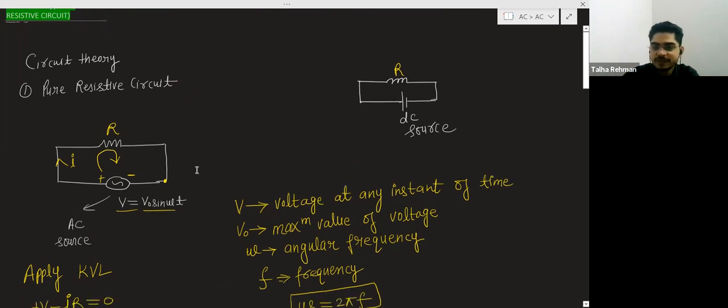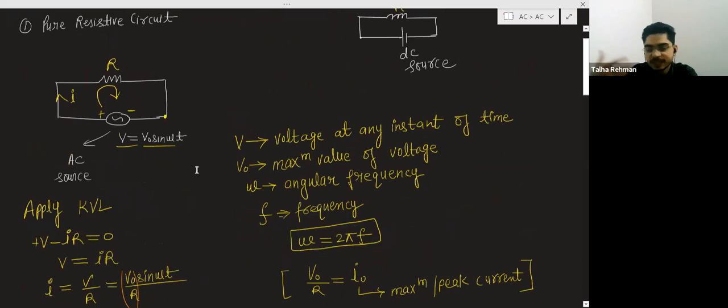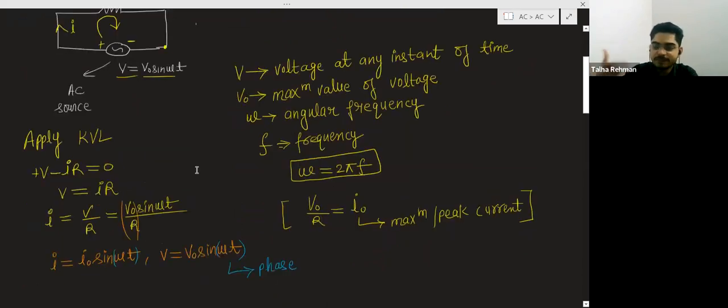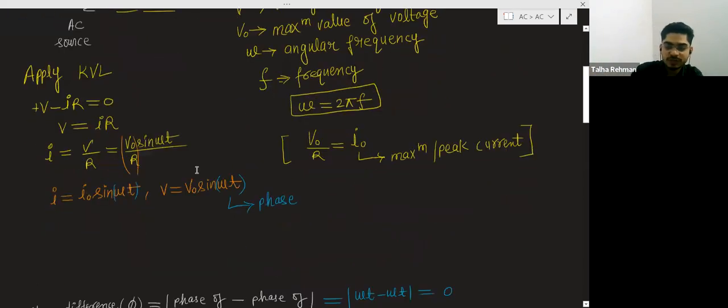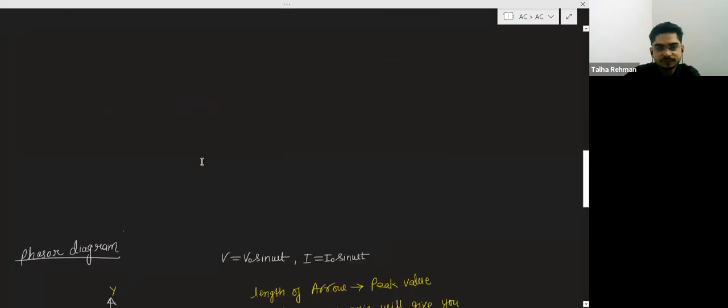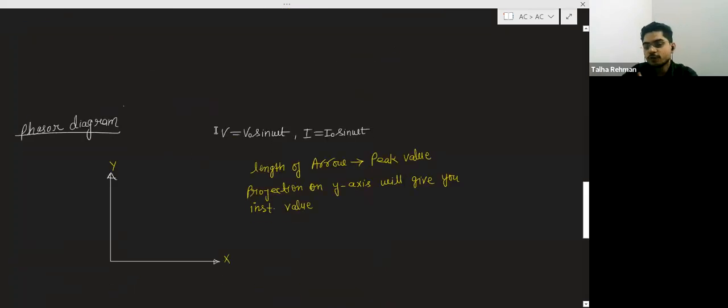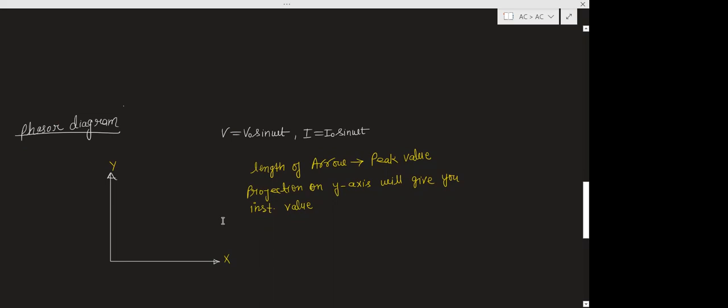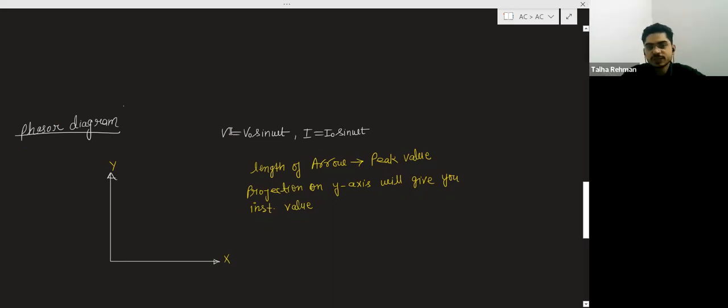You can find from that diagram the voltage at any time and my peak value of the voltage. So basically the phasor diagram we will discuss. To draw the phasor diagram, you will draw two axes. There is a requirement of two axes, y axis and x axis. And you will write the equation of voltage.